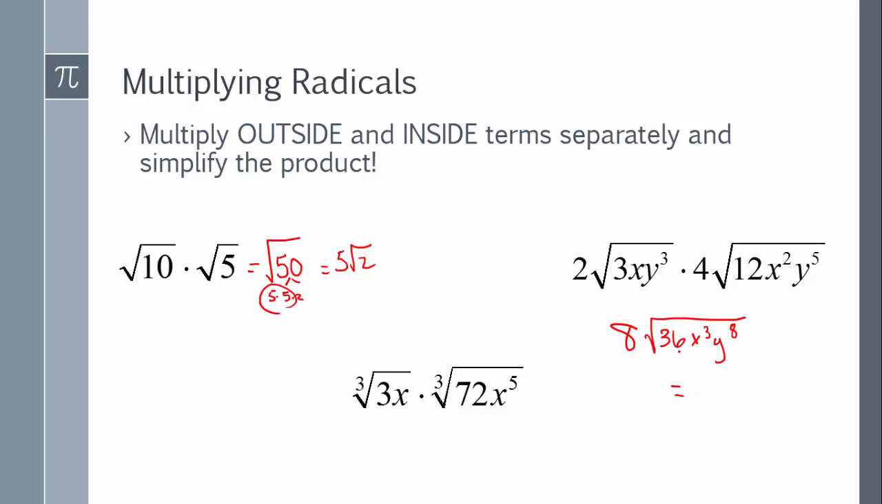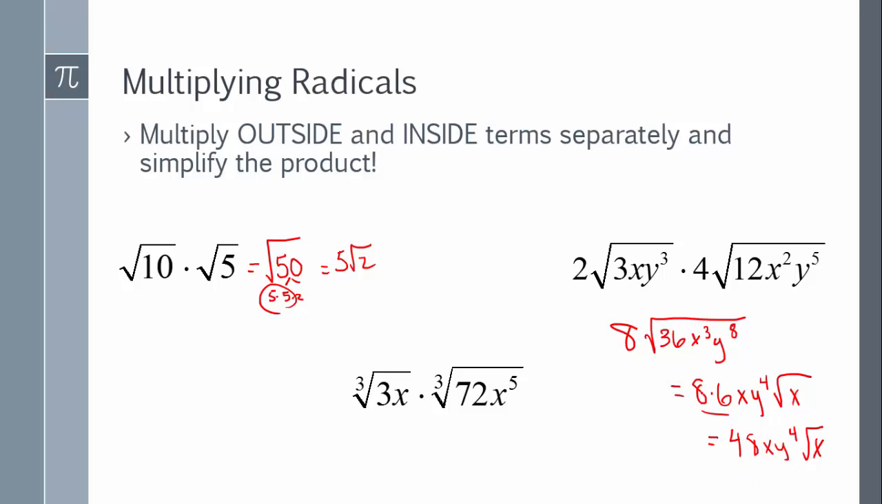And then we just break that down. So the square root of 36 is 6. So we do the 6 times the 8 that's already out there. The square root of x cubed, I have 1x on the inside. Another x, excuse me, 1x that goes on the outside for the pair of x's. And then that third x stays inside. And then y to the 8th splits itself up into 4 groups, so I have y to the 4th on the outside. And then all I have left to do is multiply these two numbers, 48x y to the 4th root x.